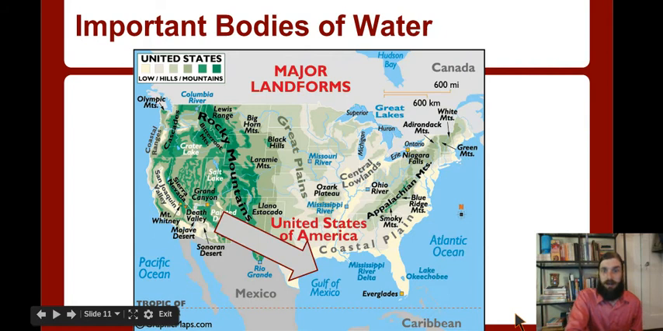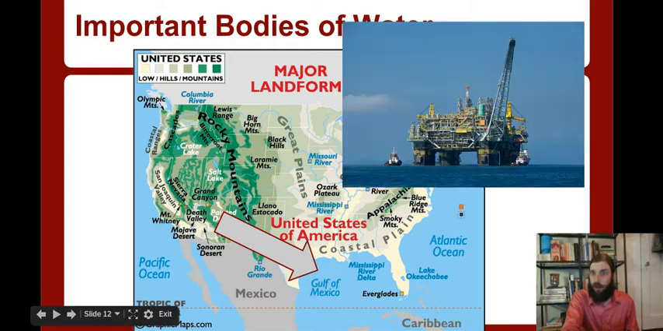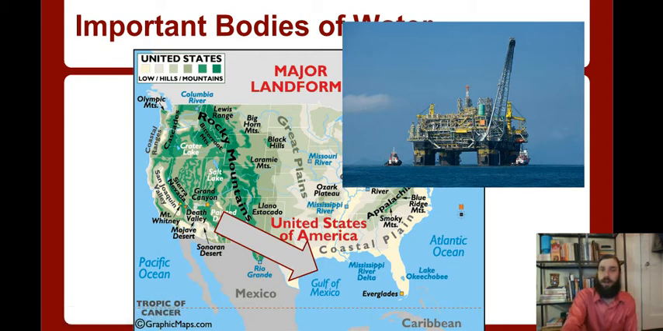Now, the next body of water is the Gulf of Mexico down here. The Gulf of Mexico is mostly famous for oil drilling, okay? A lot of oil drilling. It's one of the main natural resources in the Gulf of Mexico, as well as fishing, but mostly oil.